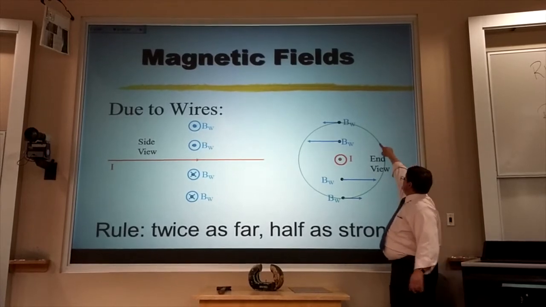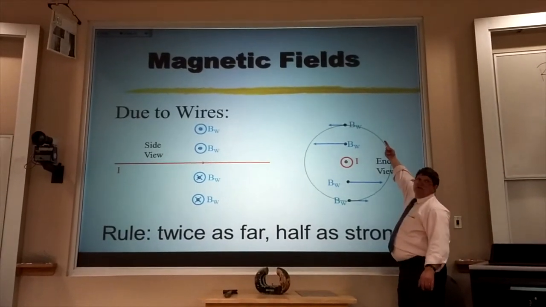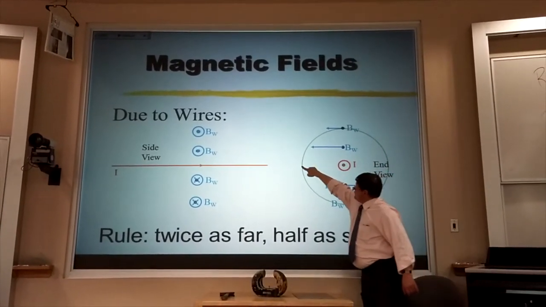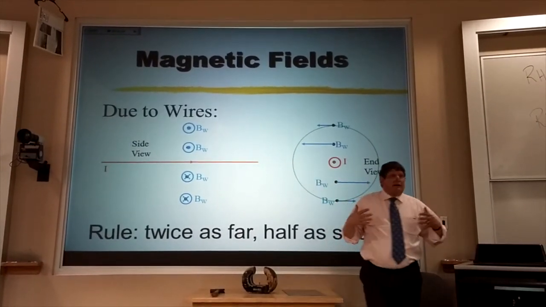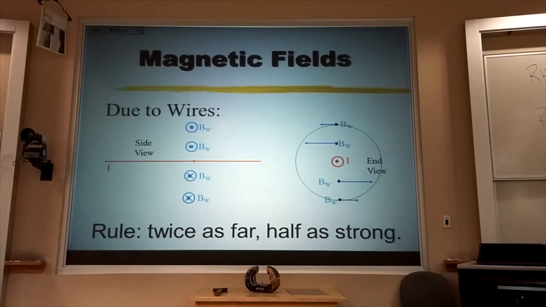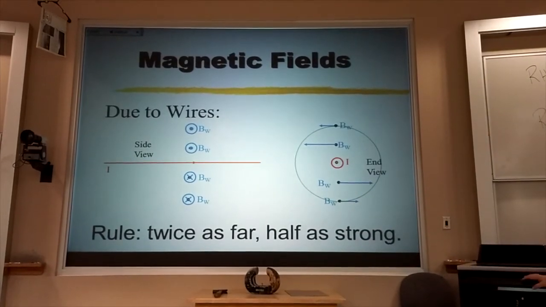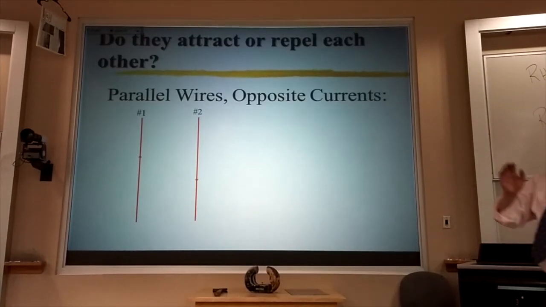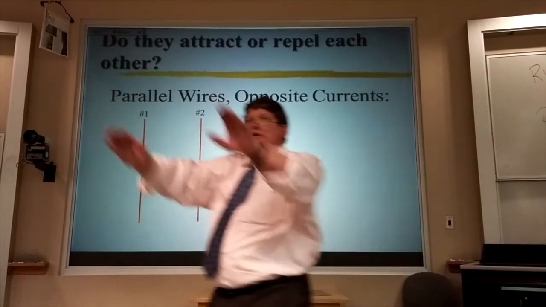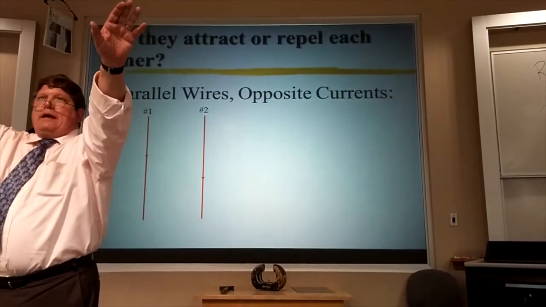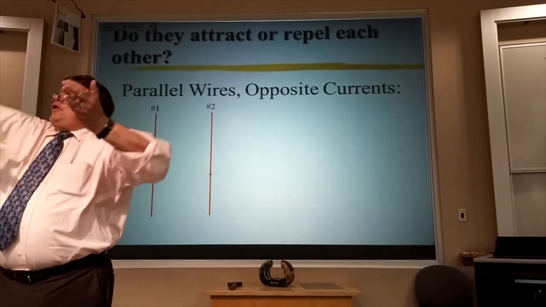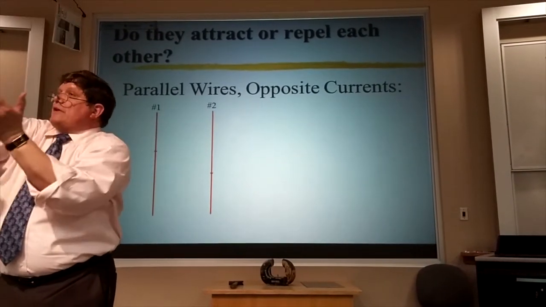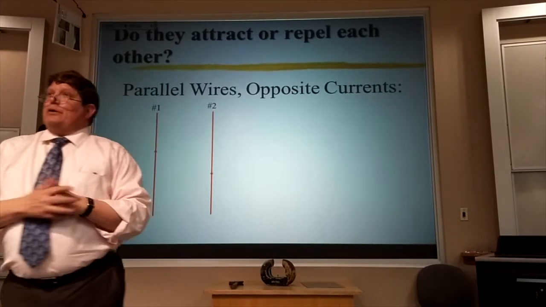If I wanted the field there, it would be in a direction tangent to the field line, or down. It paints a picture throughout a region. Okay? Now, last day, we found the force between two wires carrying current in the same direction, and we found that they attracted each other. I showed you current going in opposite directions that repelled. Let's see why that is.